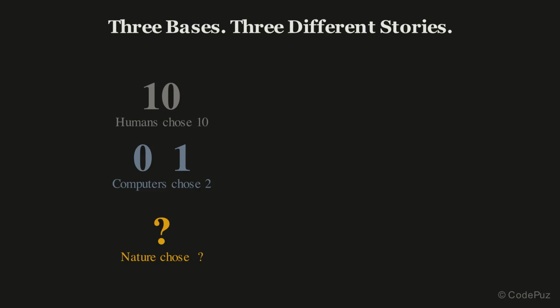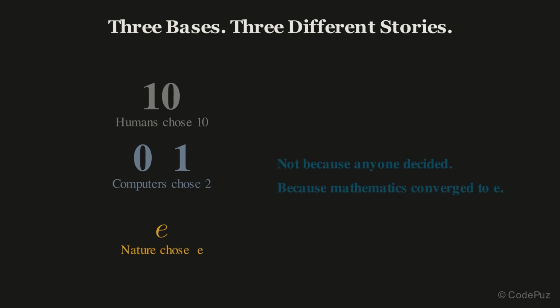Nobody chose e, no committee agreed on 2.71828. It emerged, unbidden, from a single question: what happens when something grows at a rate proportional to its own size? The answer, always, is e.